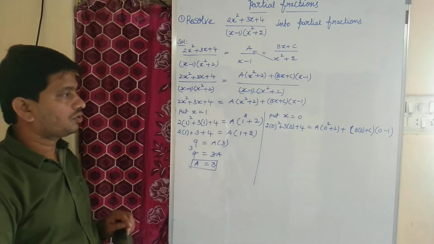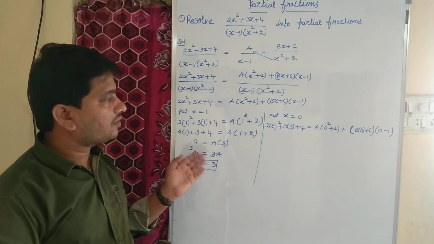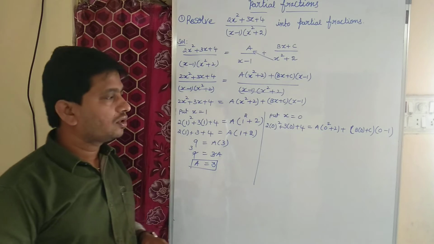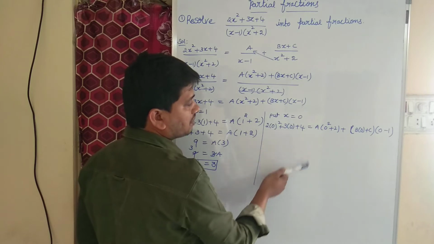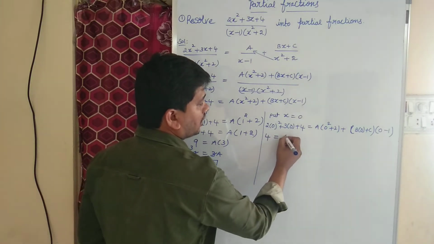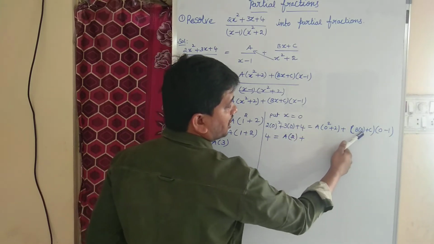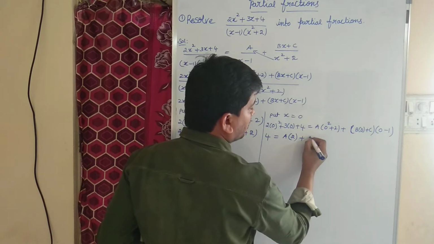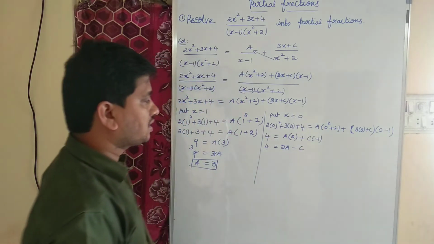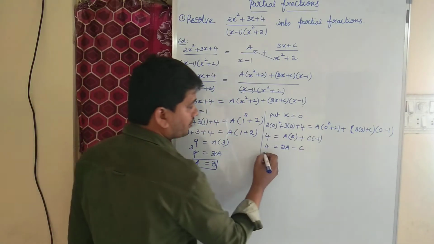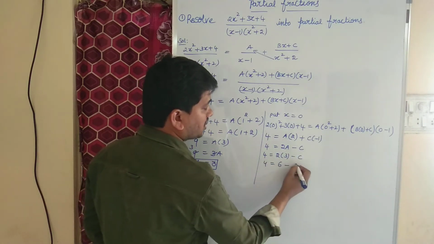What I did here: to get the value of c, the b term will become 0, because already we know the value of a. I am putting x equal to 0. 0 into something is 0, 0 into something is 0, and we get 4 here. a into 0 square means 0, 0 plus 2 is 2, plus b into 0 is 0. So c into minus 1, right? So 4 equal to 2a minus c. We know the value of a, so 4 equal to 2 into 3 minus c. So 4 equal to 6 minus c.